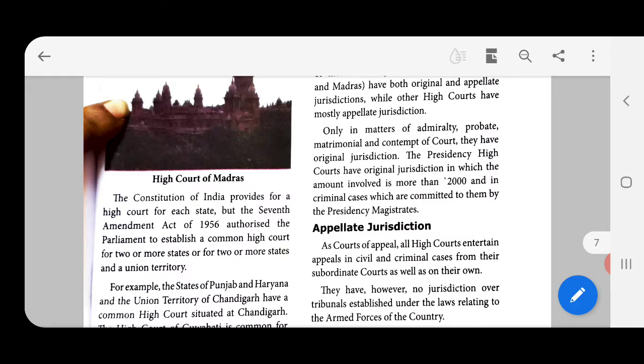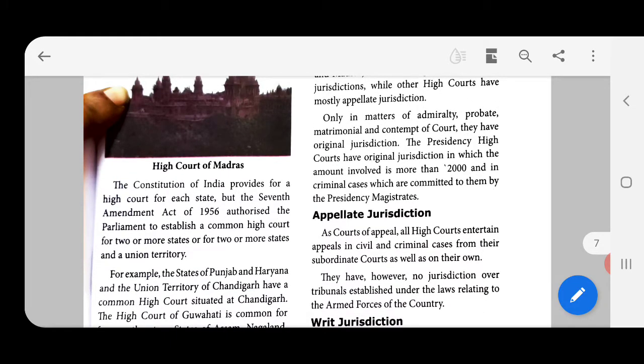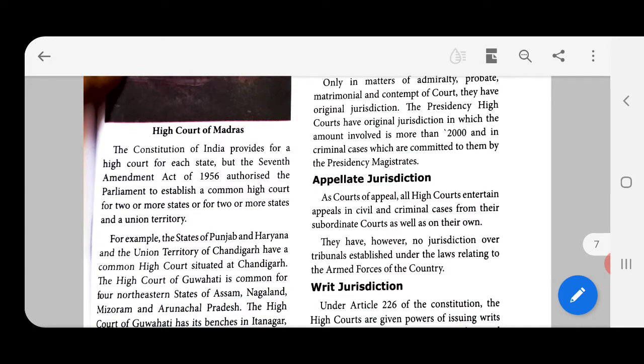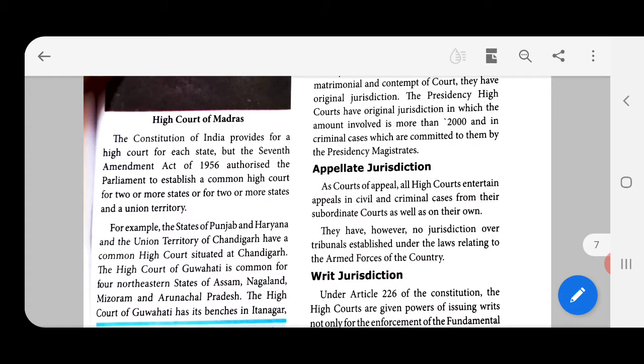For example, contempt of court is when the court passes a law and somebody goes against that, we call it contempt of court. Matrimony, we know, is related to weddings. The Presidency High Court have original jurisdiction in which the amount involved is more than 2000, and in criminal cases which are committed to them by the Presidency magistrates. So you can see that criminal cases are being dealt with, and the amount varies with respect to original jurisdiction.